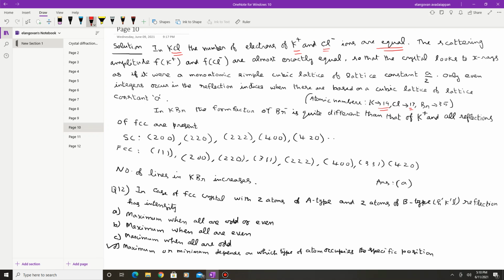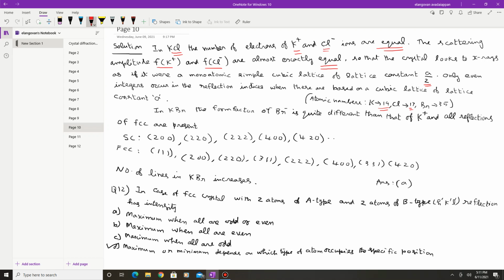The scattering amplitude for K plus and Cl minus are almost equal, because the scattering power depends upon the number of electrons in the particular ion. So the crystal looks to X-rays as if it were a monoatomic simple cubic lattice of lattice constant a by 2. Though they are different ions, for the X-rays it seems to be a monoatomic simple cubic lattice, because they have almost equal numbers of electrons. So it looks like a simple cubic cell with a lattice constant a by 2.